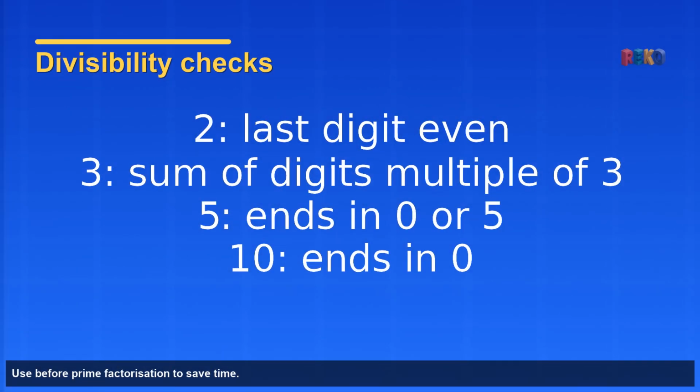Here are your quick divisibility checks, perfect for saving time in exams. If the last digit's even, the number's divisible by 2. If the sum of the digits is a multiple of 3, it divides by 3. If it ends in a 0 or a 5, it divides by 5. And if it ends in 0, it divides by 10. Use these quick tests before prime factorization. They make life so much easier.